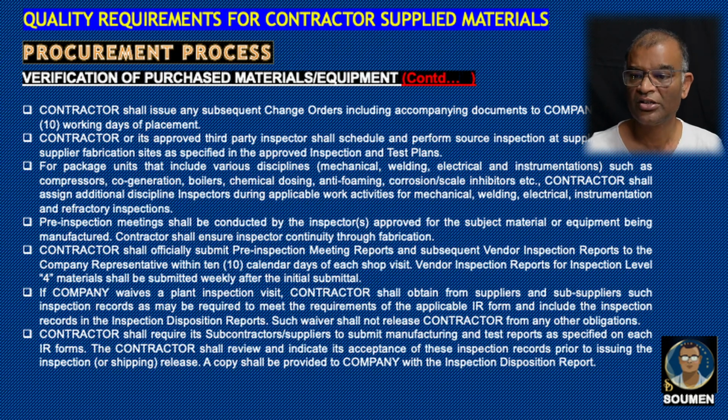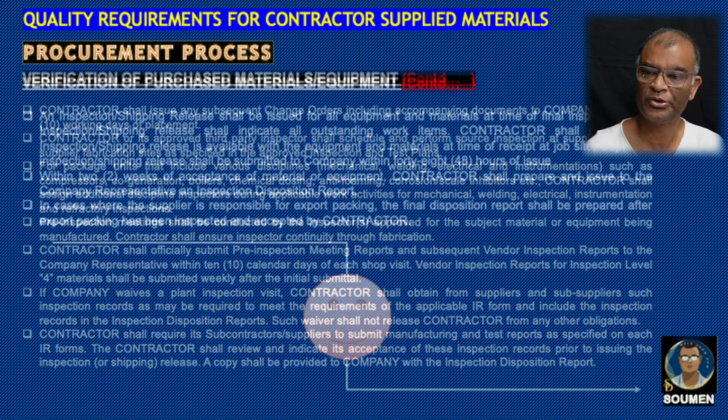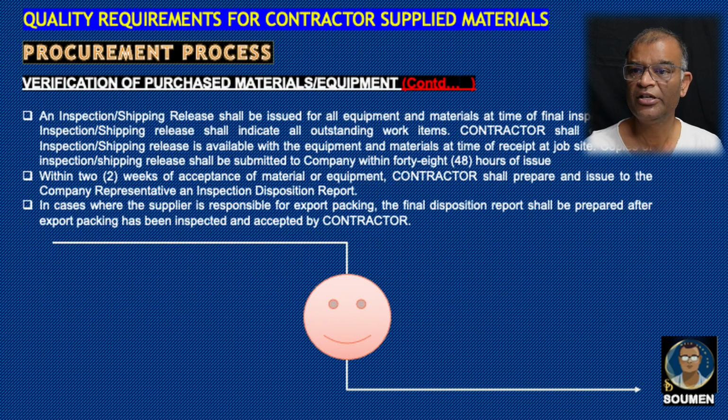The contractor shall require subcontractors or suppliers to submit manufacturing and test reports as specified on each IR form. The contractor shall review and indicate its acceptance of these inspection records prior to issuing the inspection or shipping release. A copy shall be provided to the company with the inspection disposition report. An inspection or shipping release shall be issued to all equipment and material at the time of final inspection.